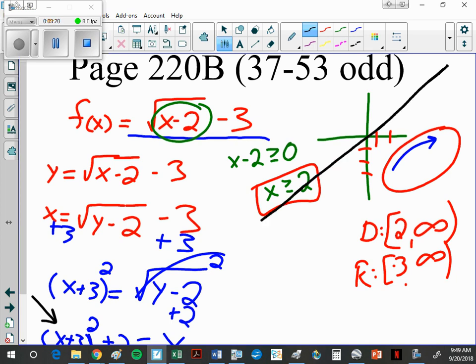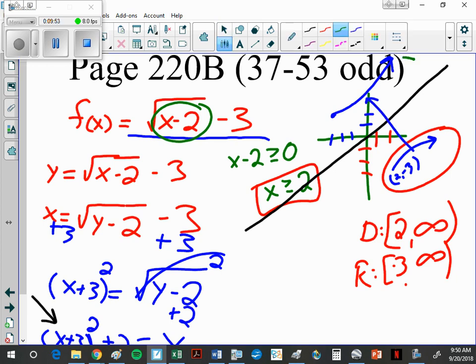So here's my line. This point right here is (2, -3). When I invert it, where does it land? (2, -3), the x and y flip. So (-3, 2). Okay, and it's going to look like this. Right? That's going to fold straight over and look like that.